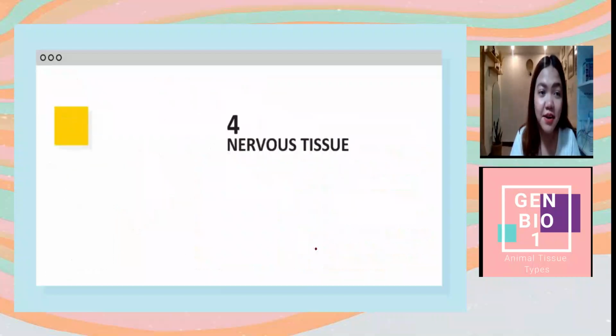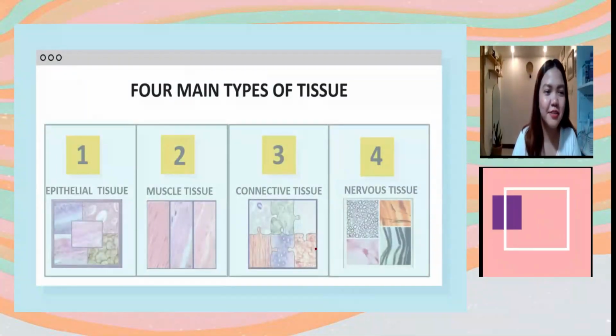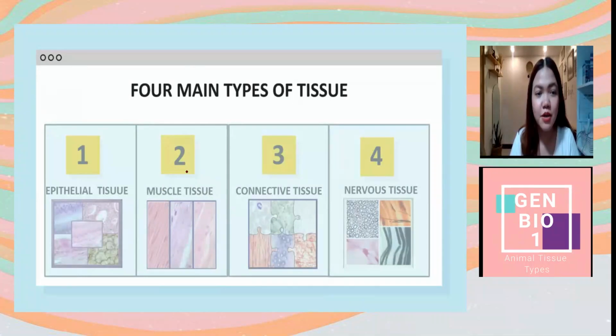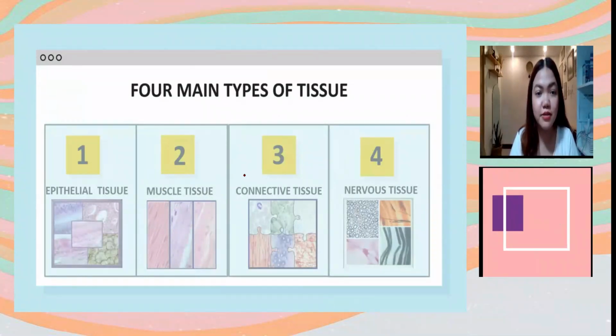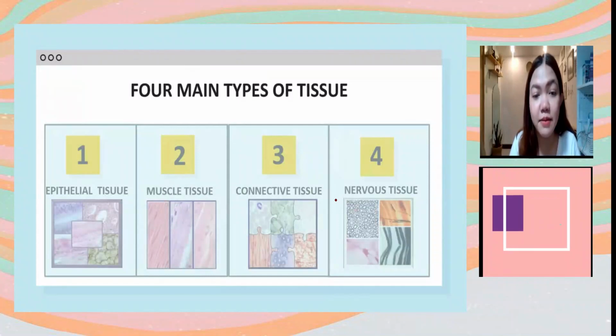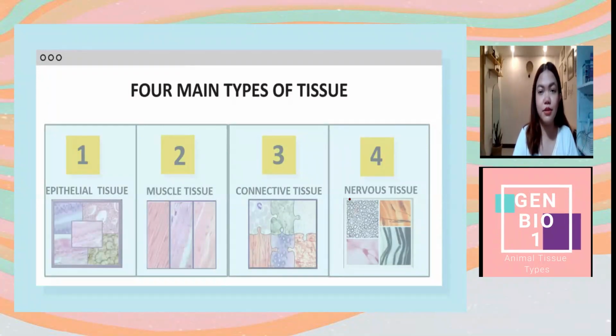So, hey, we're done with the four types of your tissue. So, again, epithelial tissue is for the lining, muscle tissue is basically for the motion or movement, connective tissue is for the connection, connecting one tissue to another, and supporting them. Nervous tissue basically functions for transmitting electric impulses from one neuron to another.